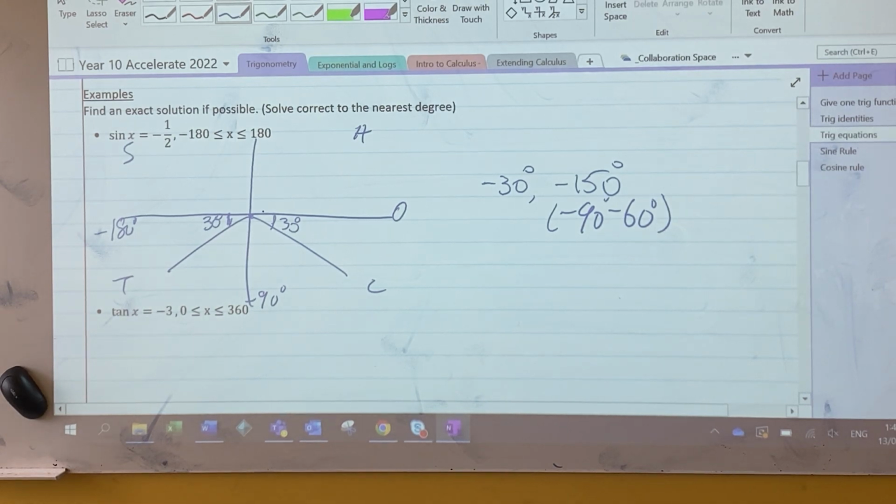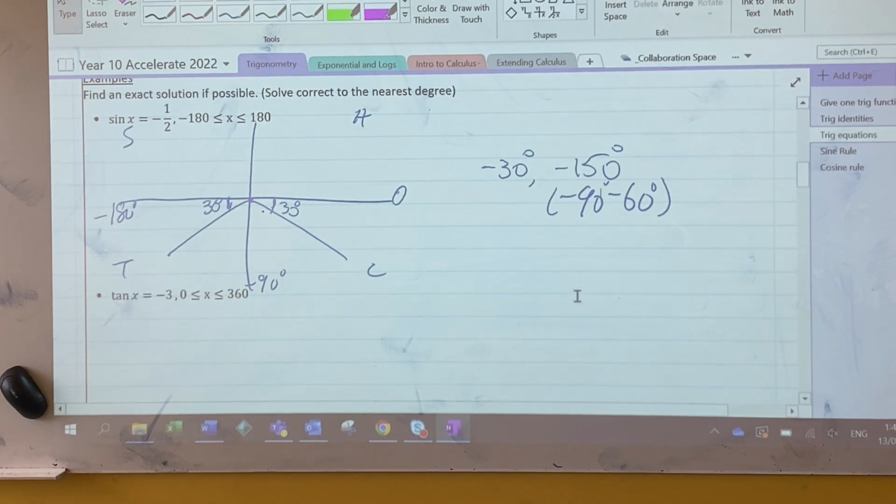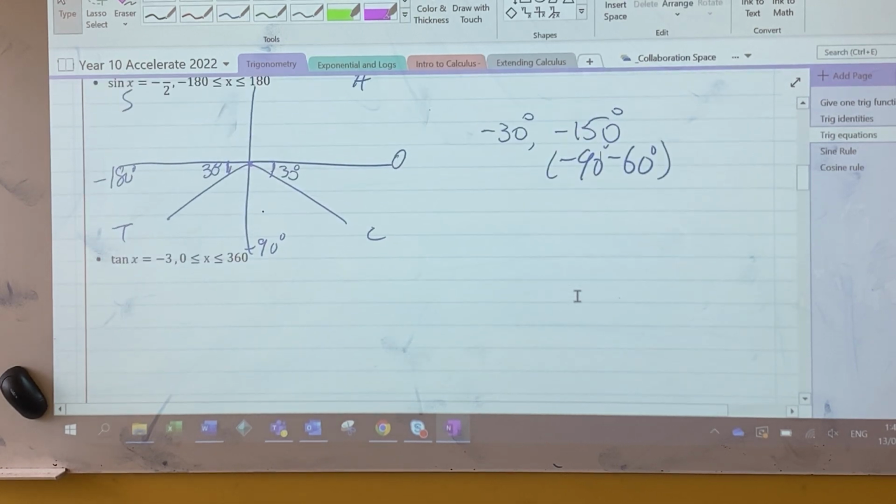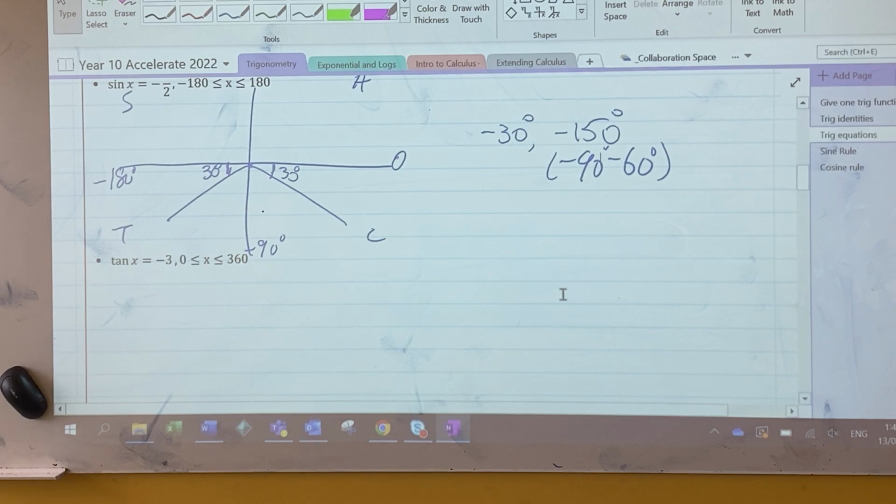All good? Move on. What was minus 90, minus 60? Yeah, because this one is already minus 90 and this one is 60. To get this angle, I rotate from the positive axis and I go clockwise. Go like that. All good?